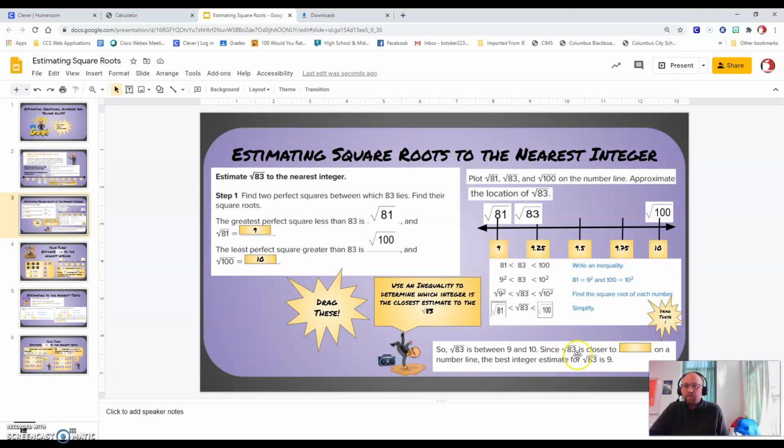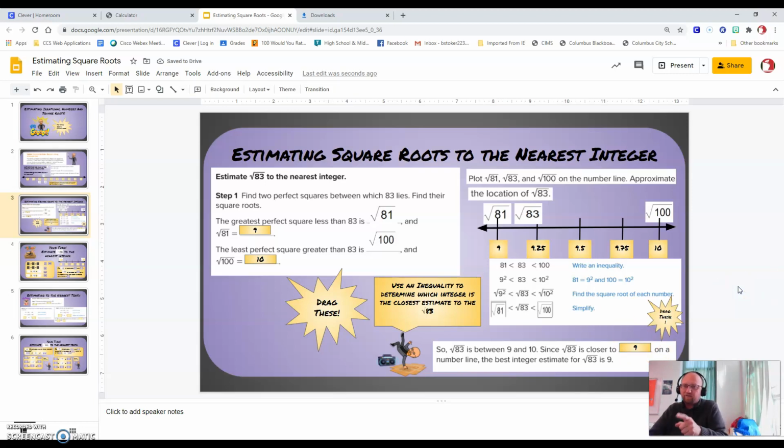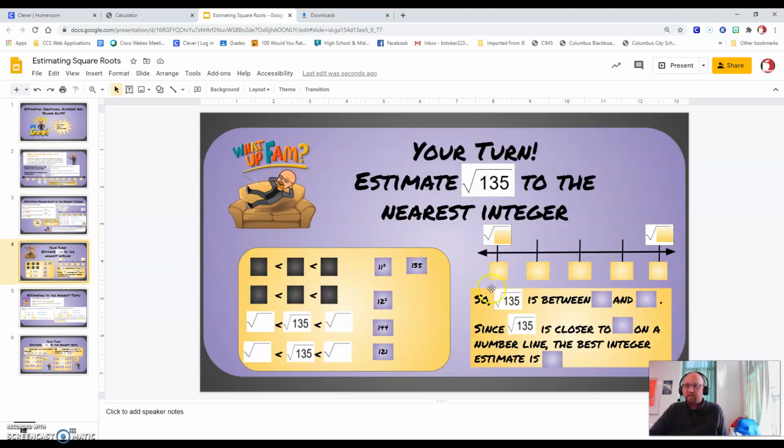So since 83 is closer to 9 on a number line, thanks for playing along at home, the best integer estimate for the square root of 83 is 9.